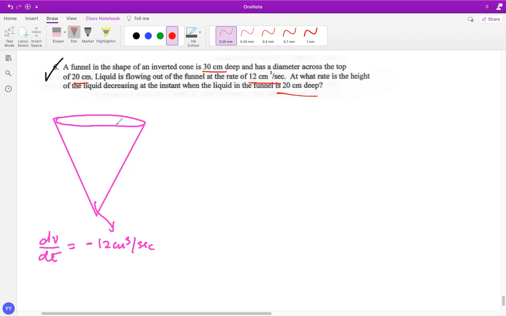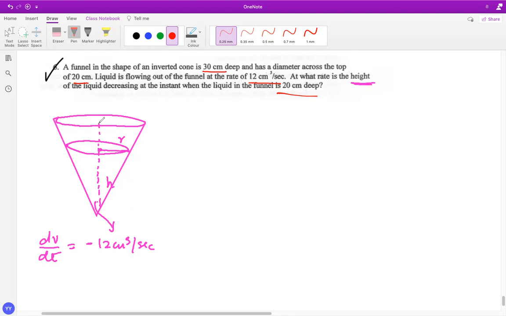Now, if I first want to see what exactly we are relating here, we're relating the rate of change of height. So at one instance the liquid is here, at another instance the liquid is here, and at what rate this height is changing, that's what the question is about. So what I do here is quickly draw the top surface at one instance. I take the liquid at that time, the radius is r, and the height of that liquid at that time is h.